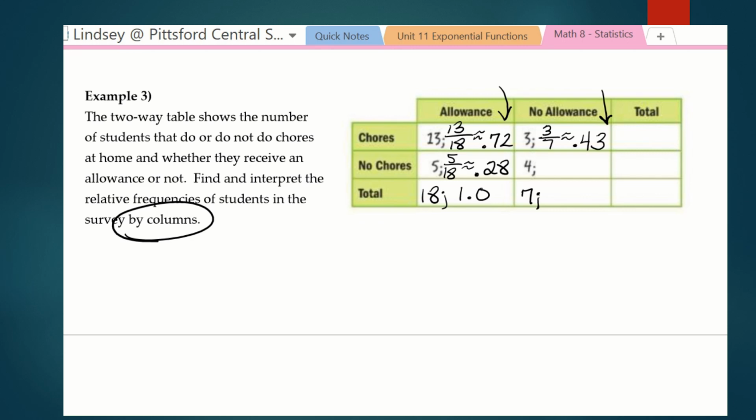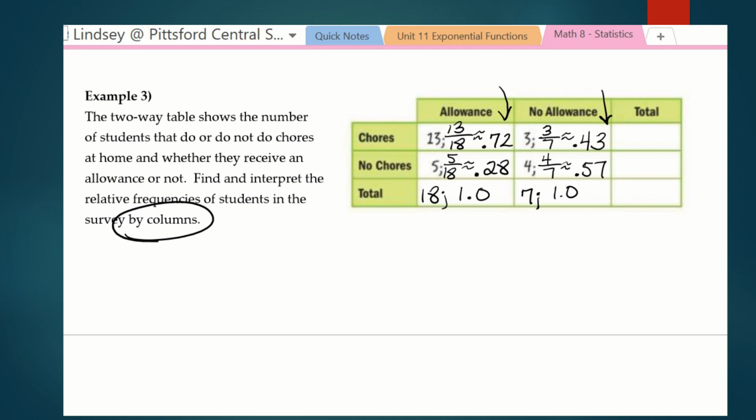Okay, again, all of these relative frequencies, we're going to round to the nearest hundredth just to make life easy on us. All right, 4 out of the 7 don't get an allowance and they don't do any chores. So that gives us a relative frequency of about 0.57. And we know that all 7 total folks that don't get an allowance would be our 1.0. So the way we would look at that information is 43% of kids that don't get an allowance do chores, where 57% of kids that don't get an allowance don't do any chores.